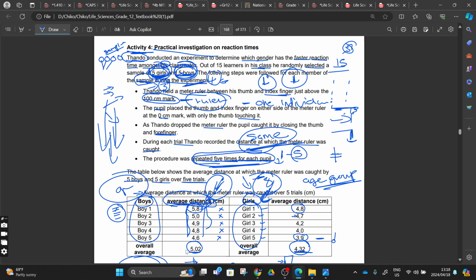We have to keep this constant, or our experiment cannot be valid at the end of the day, because you might find that those in grade 12 have now mastered this game, or this reaction, and those who are in grade 8 haven't mastered the game of catching this ruler. So we have to use the same grade, like what he did here. He took 5 from his class and 5 from his class, making sure that we have the same age group, right? I hope you understand that.